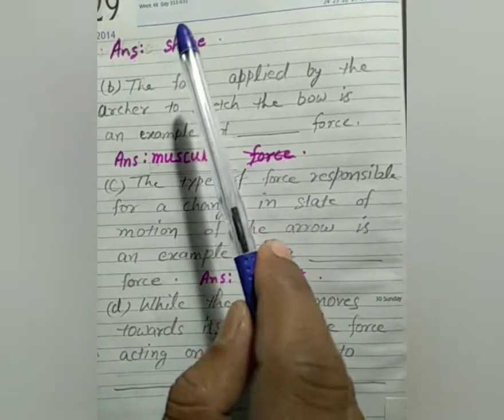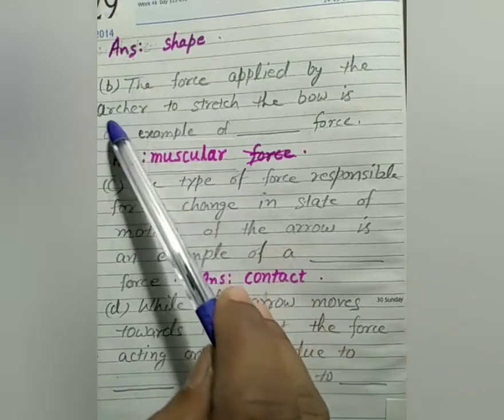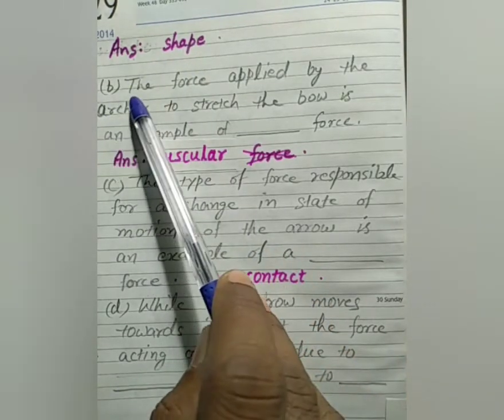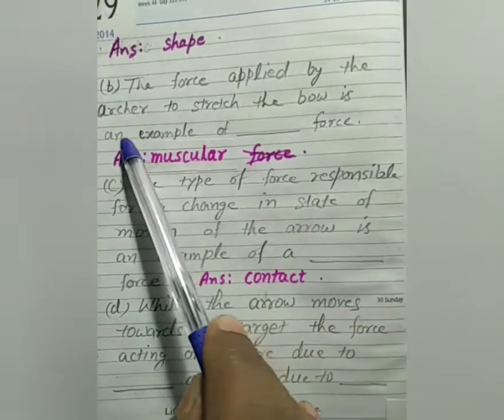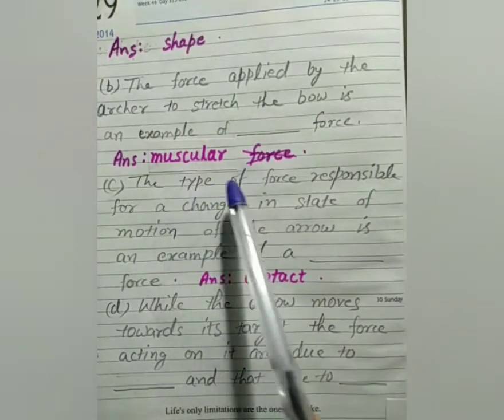Next part of the question is: the force applied by the archer to stretch the bow is an example of dash force.